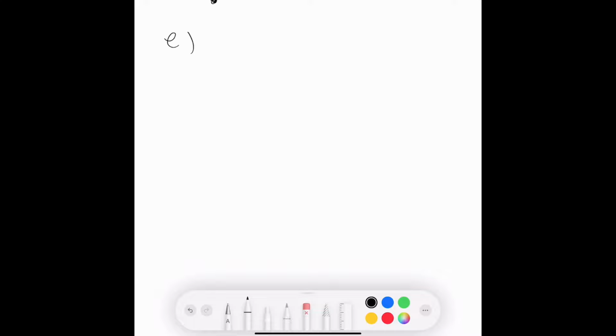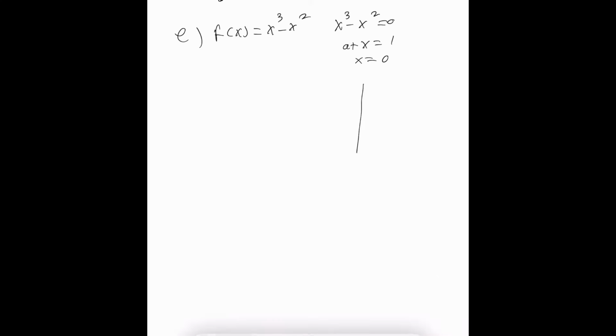So our next function here is going to be x cubed minus x squared, right? So we're going to go through all the same steps that we've been doing. First, we could find where those zeros are. Obviously, 0 minus 0 is going to give us 0, and we also know that 1 minus 1 is going to equal 0, right? So we could plug in those zeros.